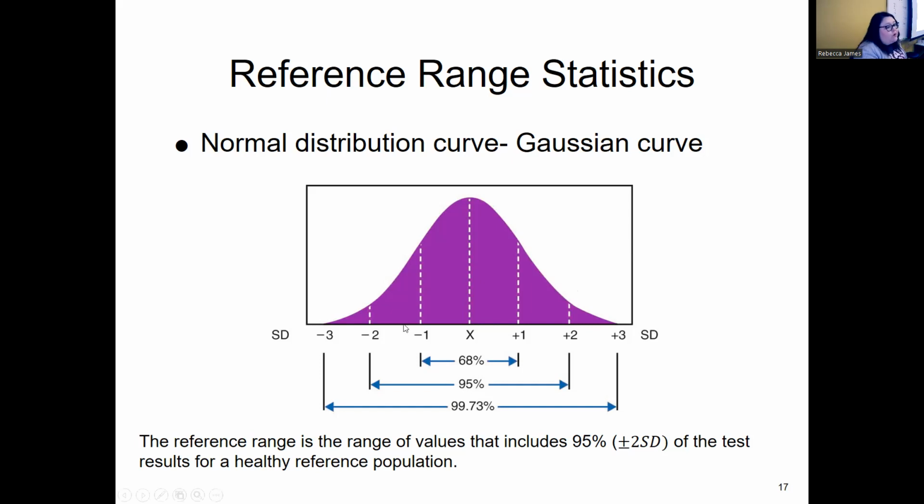So the reference range is the range of values that includes 95%, or plus or minus 2 SD, of the test results for a healthy reference population. So that's your normal range. Your normal range would be plus or minus 2 SD.